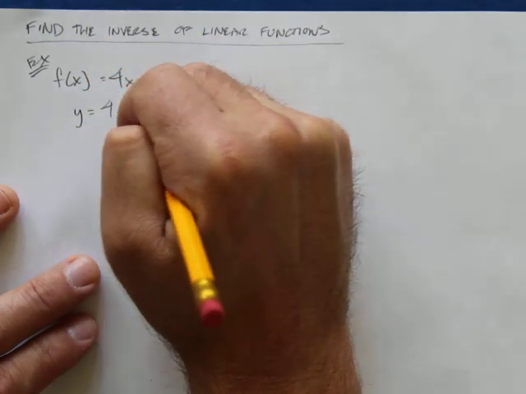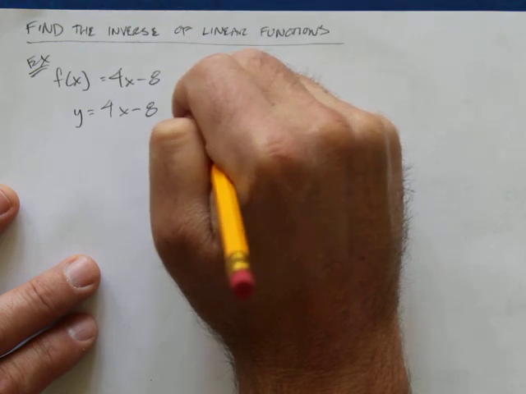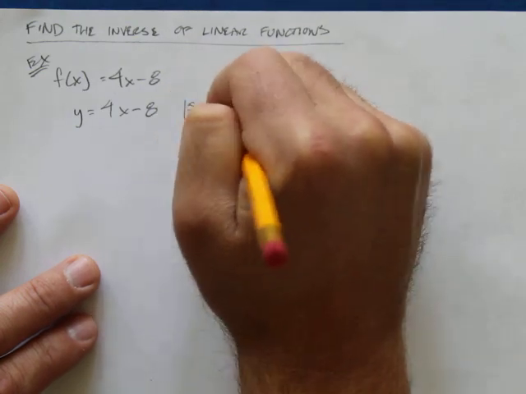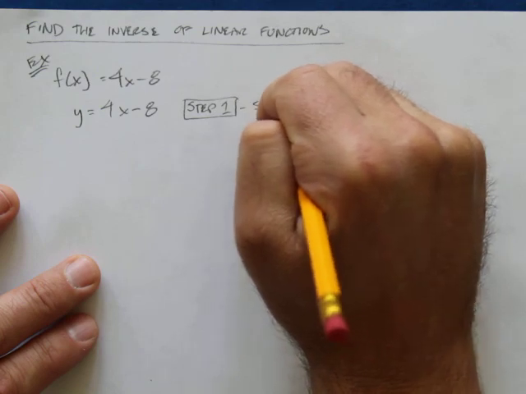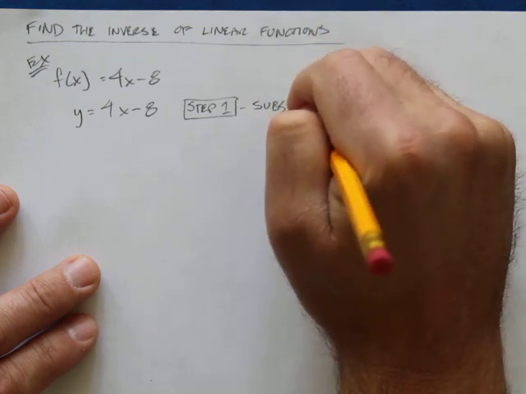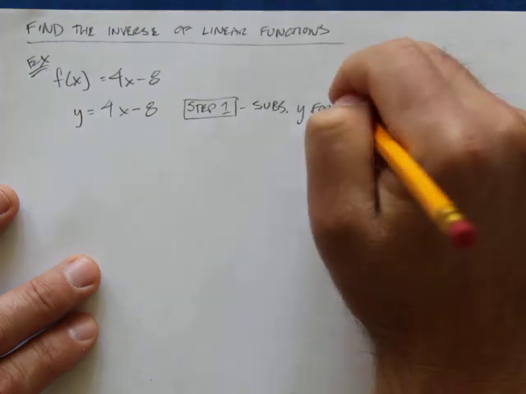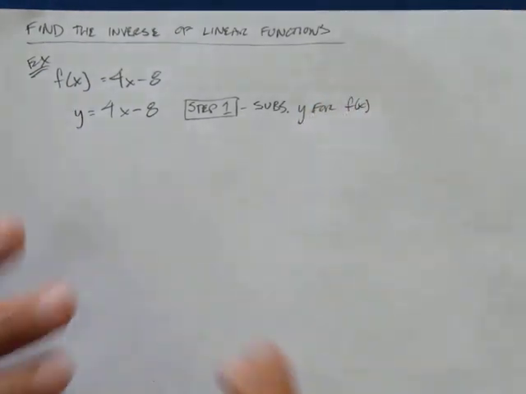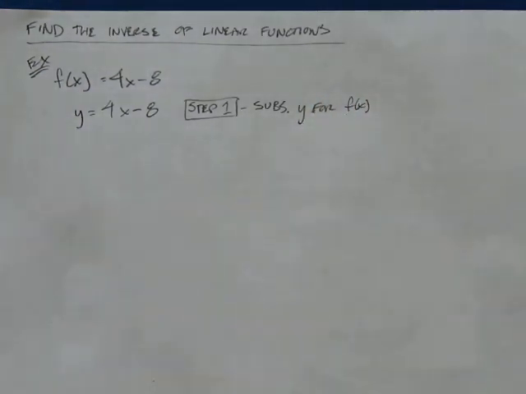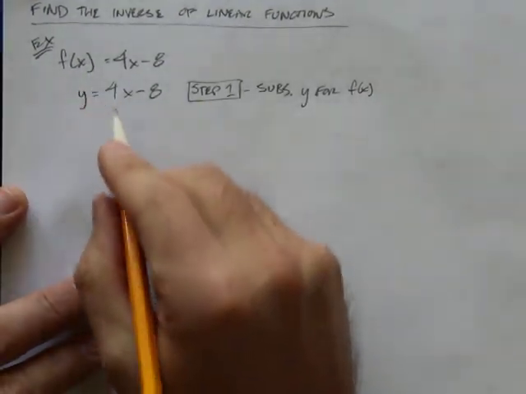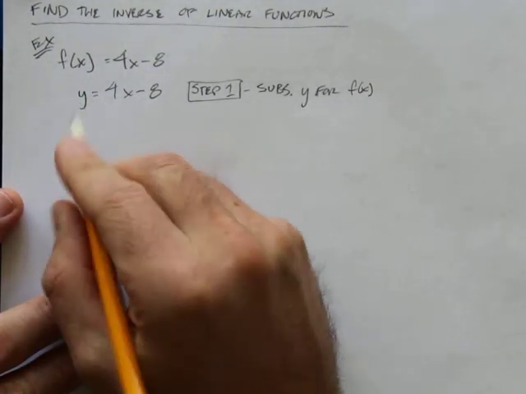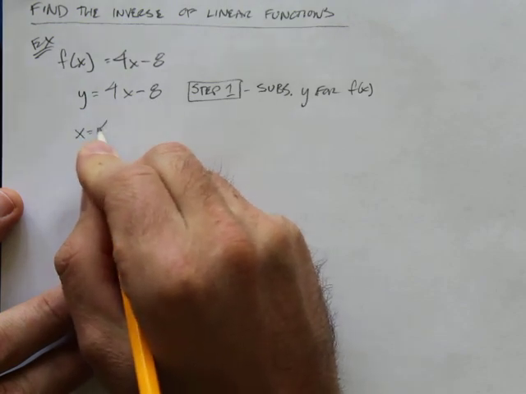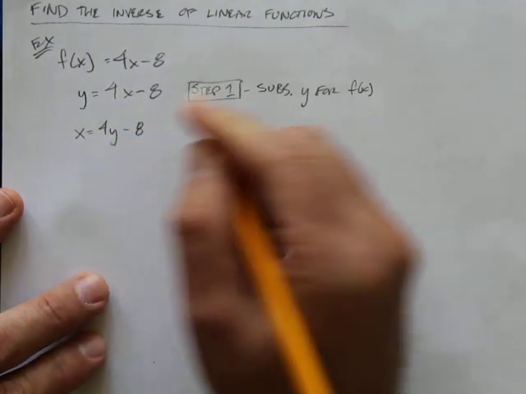y equals 4x minus 8. So what we did here in step 1 is we substituted y for f of x. Next, we are going to swap or interchange x and y. So it's going to be x equals 4y minus 8.